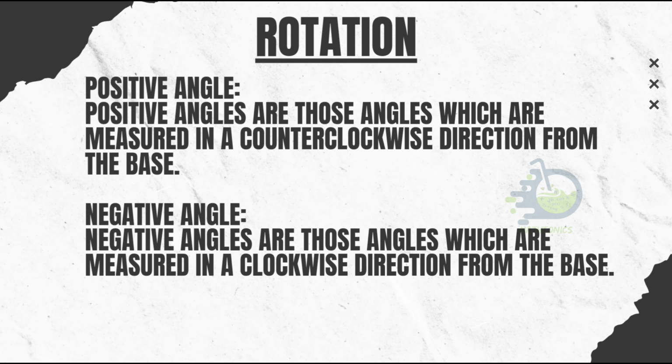Based on rotation, there are 2 types. One is positive angle and the other is negative angle. The positive angles are those angles which are measured in a counterclockwise direction from the base. Negative angle. The negative angles are those angles which are measured in a clockwise direction from the base.